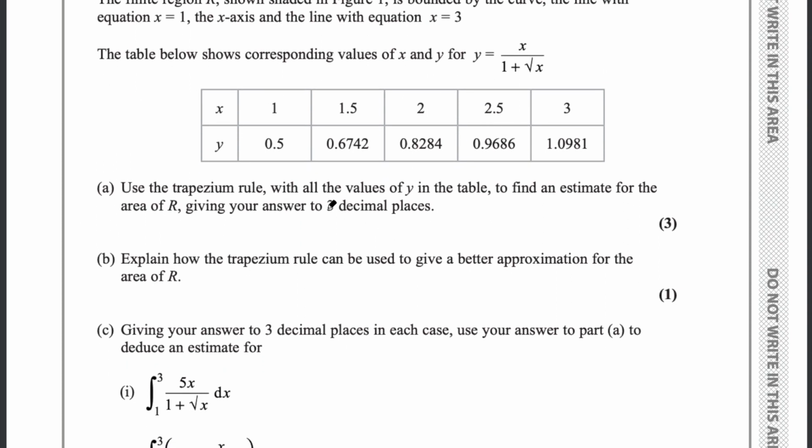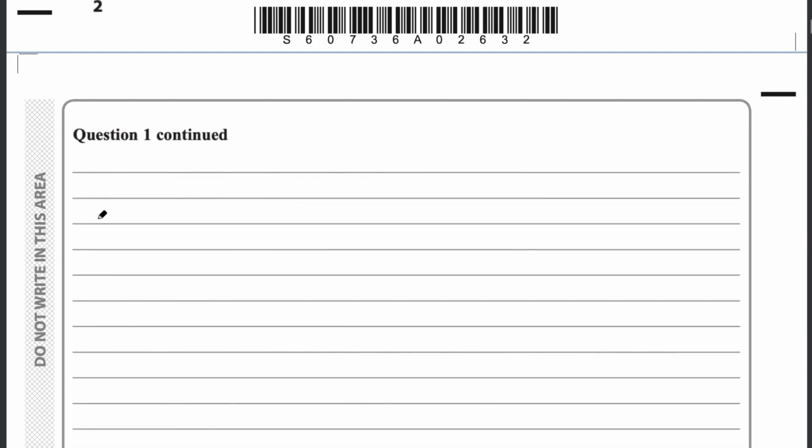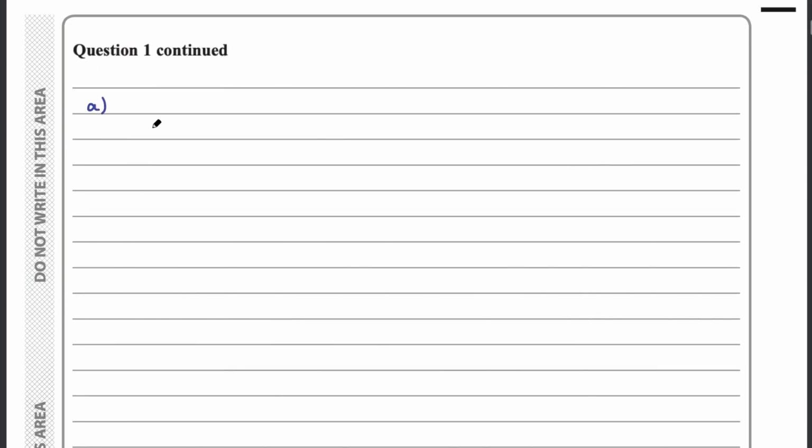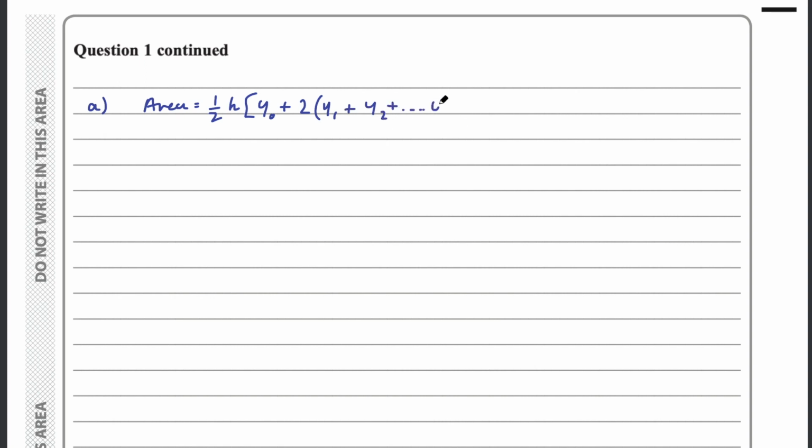Part A says use the trapezium rule with all the values of y in the table to find an estimate for the area of R, giving your answer to 3 decimal places. Now I'm not sure if the trapezium rule is in the formula booklet, but anyway, the trapezium rule says the area is equal to half the height of the trapezium multiplied by the y values: y0 plus 2 lots of y1 plus y2 plus all of the y values up to the second last y value, yn take 1, and then we add that final y value on the end. So that's the trapezium rule.